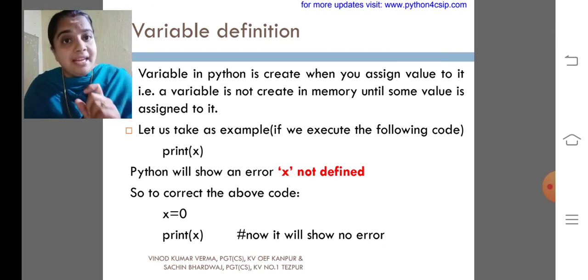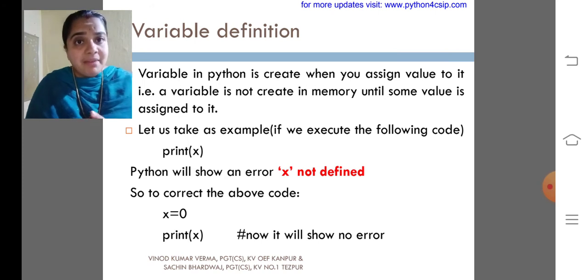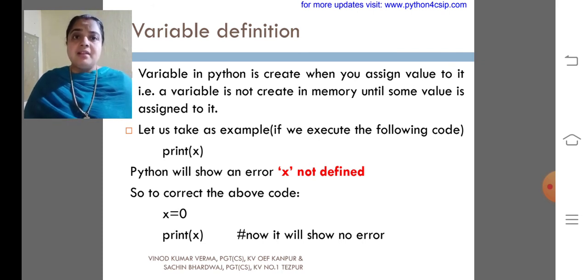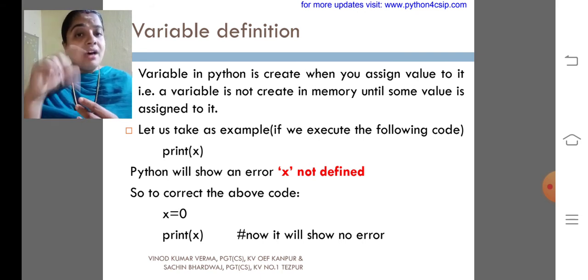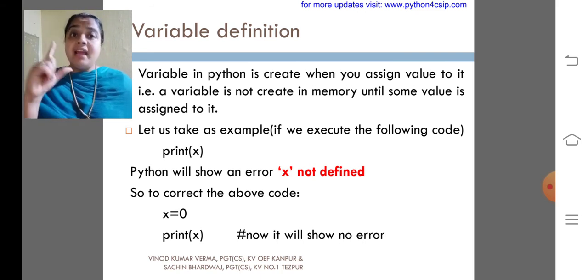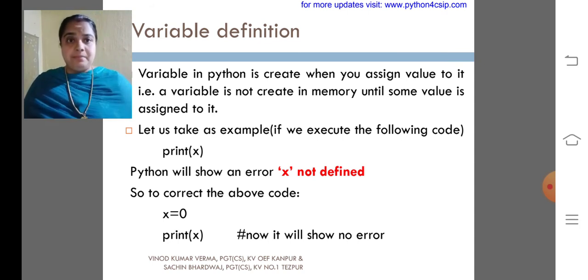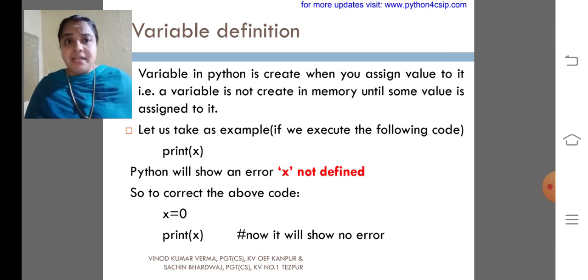When will a variable be created? Only at the time of assignment. For example, a equal to 10. The assignment happens there, so 10 will be assigned to a. At the same time, a will reserve a memory space, or a will point to a memory space which will hold 10. That is, a variable is not created in memory until some value is assigned to it.